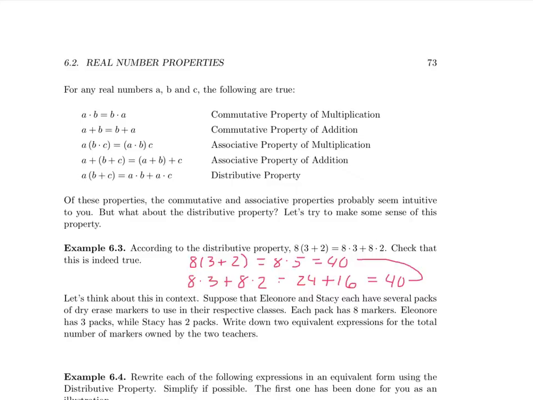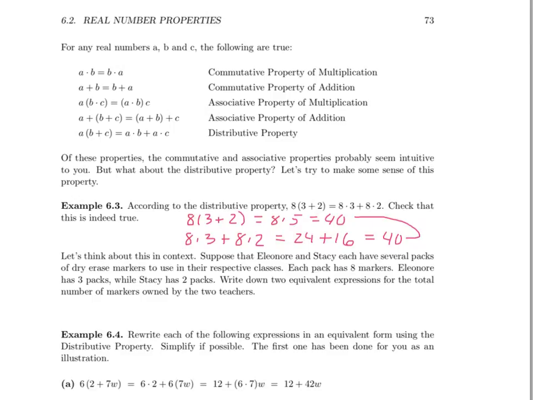Now let's think about this example in context. Suppose that Eleanor and Stacy were two teachers and they have several packs of dry erase markers to use in their classes. Each pack of markers has 8 markers in it. And let's suppose Eleanor has 3 packs and Stacy has 2 packs. Let's write down 2 equivalent expressions for the total number of markers owned by the 2 teachers.